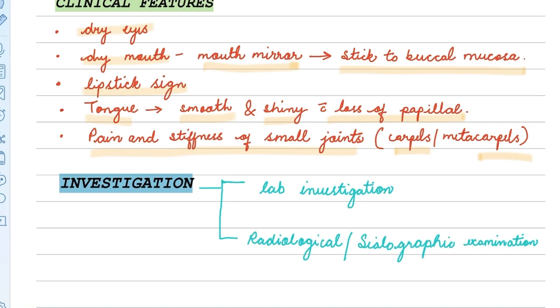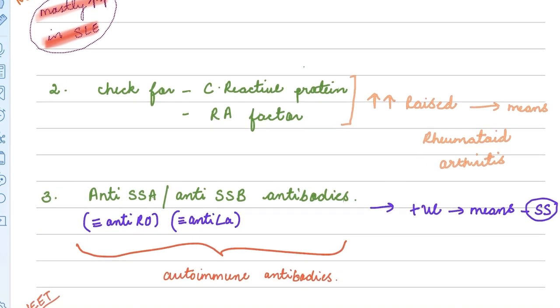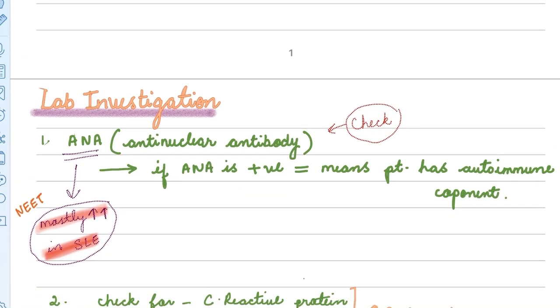Now, how can we find out Sjogren syndrome? There are certain investigations for it. So there are lab investigations, radiological or sialographic examinations. So let's see one by one. In lab investigation, we have anti-nuclear antibody. Then we check for C-reactive protein or RA factor. Then we check for anti-SSA and anti-SSB antibodies. Now let's see one by one. ANA, that is anti-nuclear antibodies. If during the investigation ANA is present, then it means the patient has an autoimmune component, so there are chances of the patient having Sjogren syndrome.